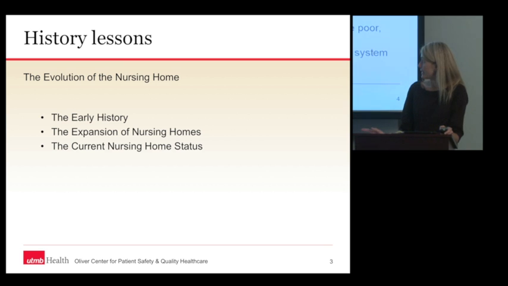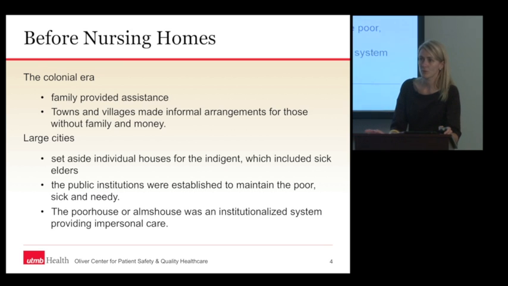In the colonial era, the family typically provided assistance for older people. Towns and villages would make informal arrangements for people who didn't have family or money to care for them. And if you remove the colonial era tag from this, I think in some cases it sounds a lot like today in some of our communities because of lots of different factors like cultural factors, financial factors, and the perceptions of nursing home care. Social networks still care for elder people, but there were institutions from the very beginning.